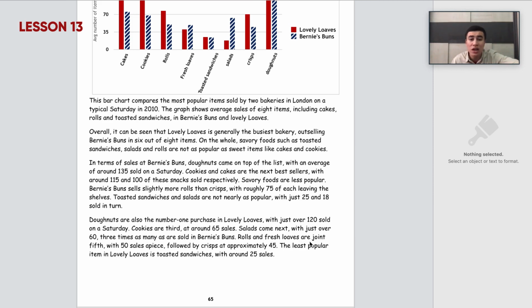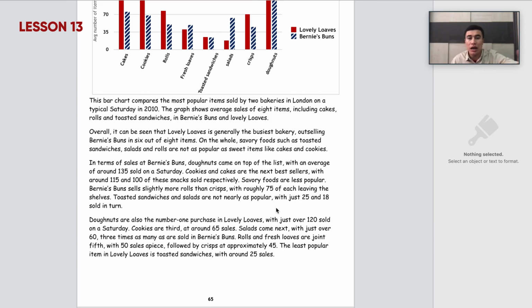Rolls and fresh loaves are joint fifths with 50 sales apiece, followed by crisps at approximately 45. So approximation here. The least popular item in Lovely Loaves is toasted sandwiches with around 25 sales. So again, ranking, ordering the information here.